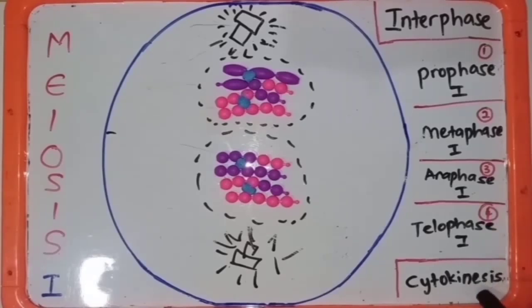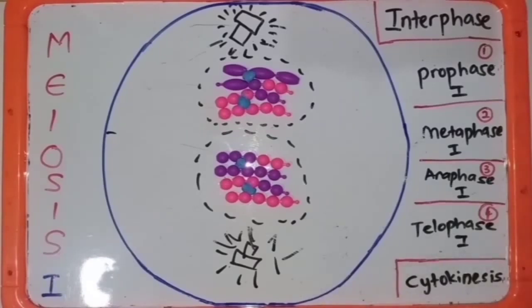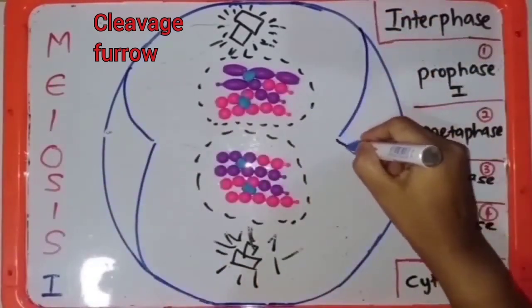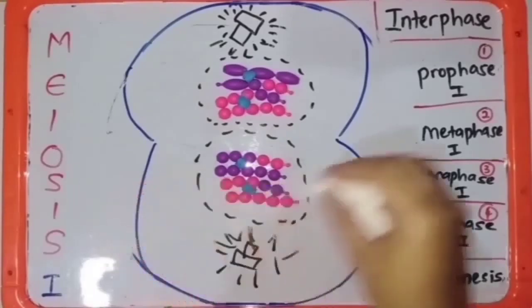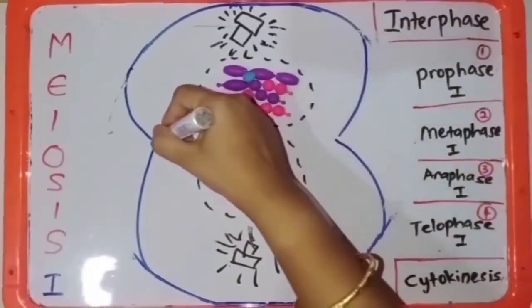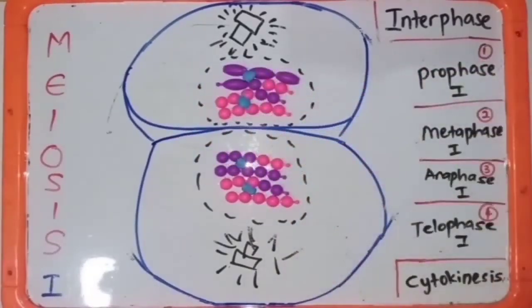Cytokinesis is a process in which the cytoplasm of the parent cell divides by forming the cleavage furrow in animal cells. This is the cleavage furrow in animal cells. However, in plant cells, there is no cleavage furrow. In plant cells, the cytoplasm of the parent cell divides to form a cell plate. Keep in mind that cytokinesis is not a stage of meiosis. Okay, after the cleavage furrow forms, the cell completely separates to form new daughter cells.